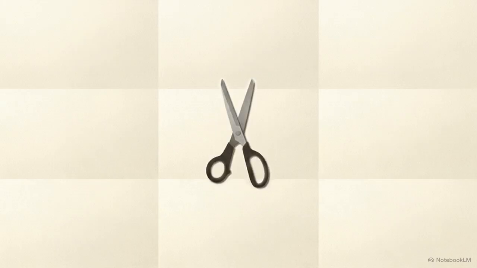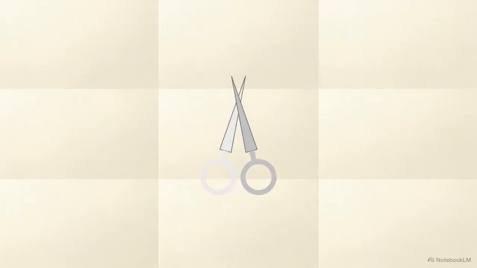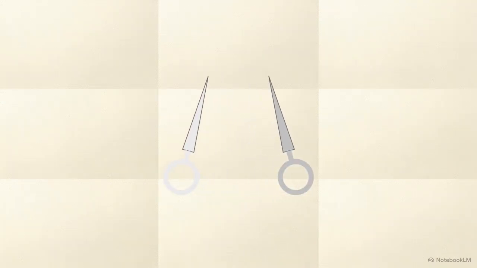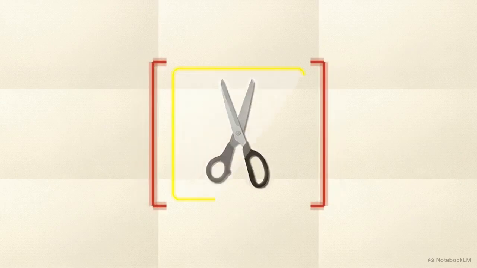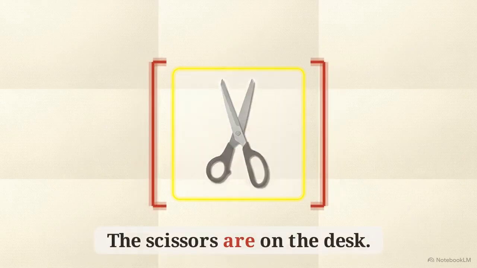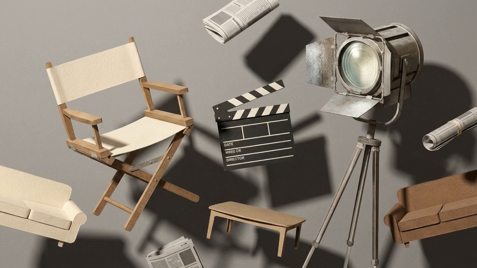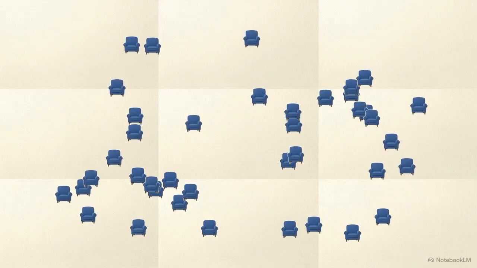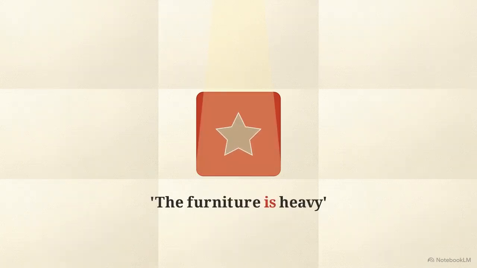Take words like scissors or trousers. Even though you hold a single item in your hand, these actors work as permanent duos, so they always require a plural routine. The scissors are on the desk. On the flip side, you have collective concepts like news or furniture. A room full of chairs and tables looks like a crowd, but grammatically it acts as a single unified block, which means it gets a solo routine. The furniture is heavy, and the news is good.